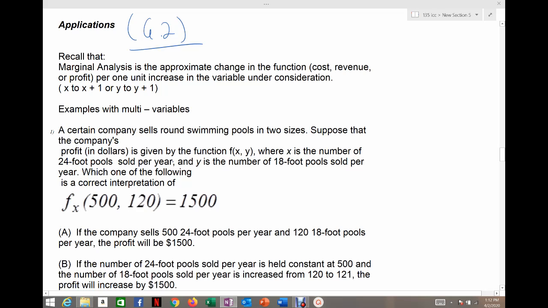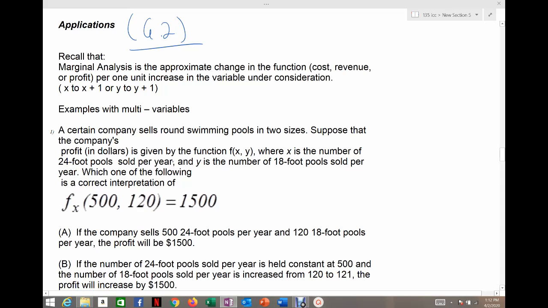Right, the last part of 6.2 is looking at a special type of application, which we've already done, the marginal analysis with single variable functions. And so now we're going to look at marginal analysis for multivariable functions. All right, so remember, it works very similar to what we did previously.